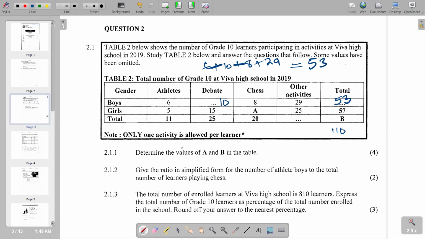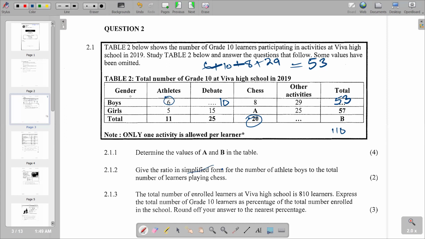And we go to 2.1.2, which says: give the ratio in simplified form for the number of athlete boys to the number of learners playing chess. The number of athlete boys is 6, and the number of learners playing chess is 20. So this is our ratio: we've got 6 to 20 that we need to reduce to a simplified form.